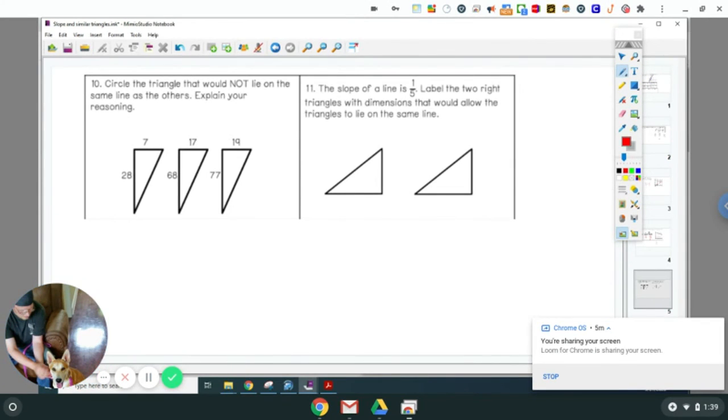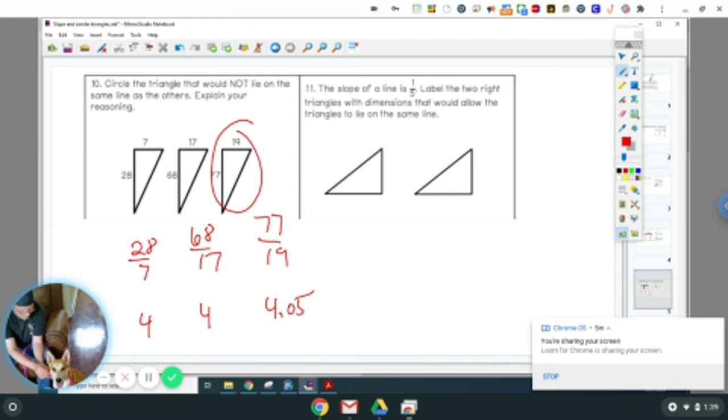Okay, so circle the triangle that would not lie on the same line as the others. Explain the reasoning. Okay, so you've got to figure out which one is not the same. So this will be 28/7, which is 4. This one will be 68/17, which, oh, it is 4. And then this will be 77/19, which is 4.05. So this one is not like the others.